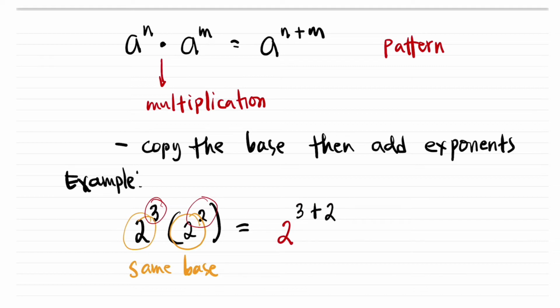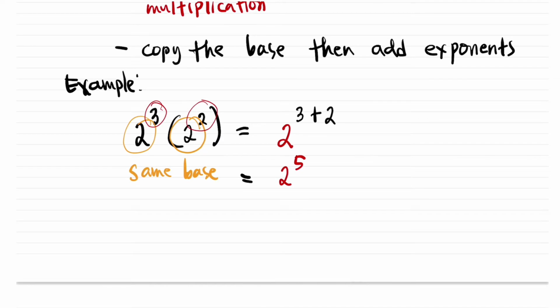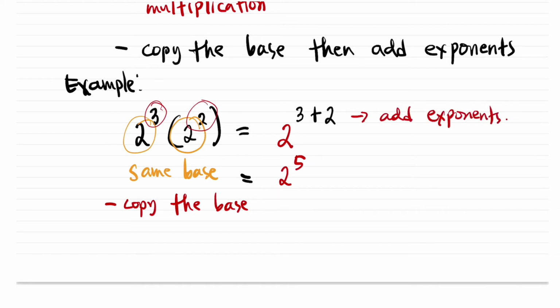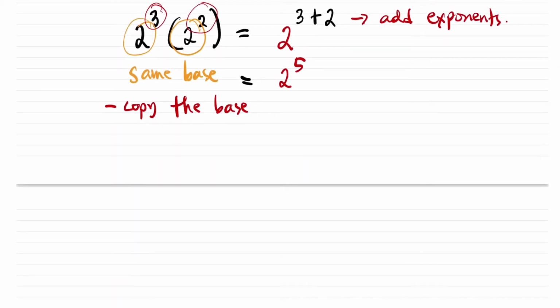So it is now equal to 2 to the power of 5. So that's how we simplify exponents. Same base means, because it is the same base, the rule is copy the base, then what you do here is add exponents.